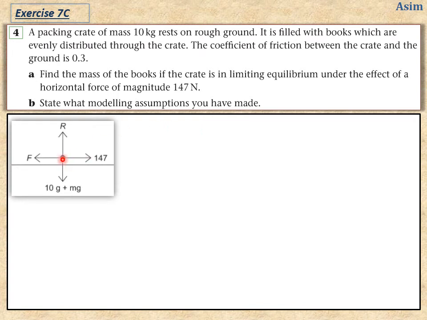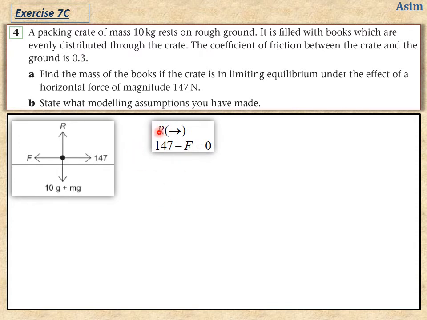So together with the mass of the crate and the book, it is 10 plus m. So 10g plus mg is the weight. Because there is a surface, there will be a reaction force. There is a horizontal force, they said, of 147 Newton acting, and the friction will always oppose that, correct? So this is our diagram. Let us solve.